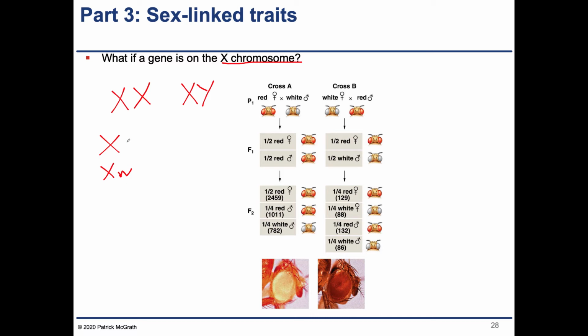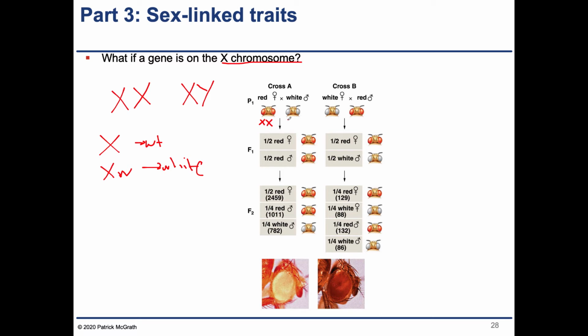So these are wild type, and then these are white eyes. All right, so let's do two crosses, one between red females and white males, and then let's do white females and red-eyed males.